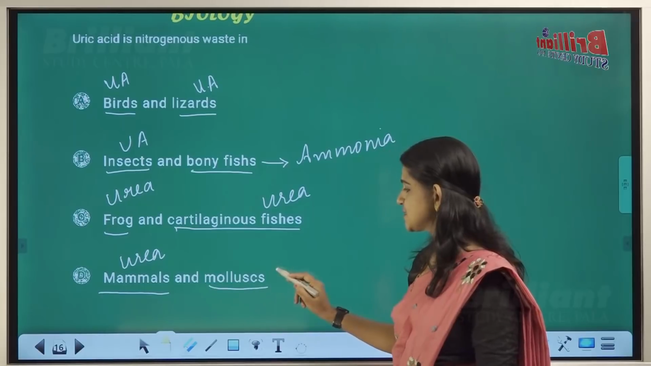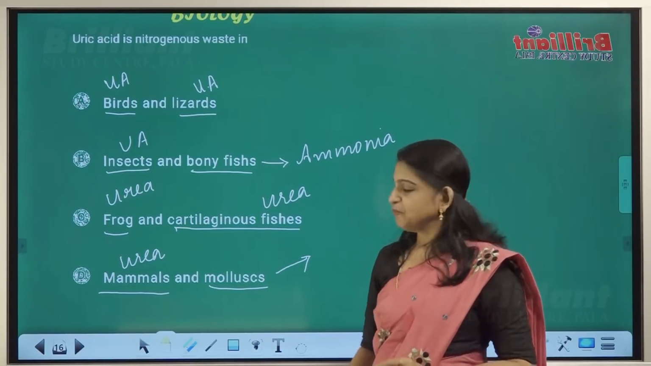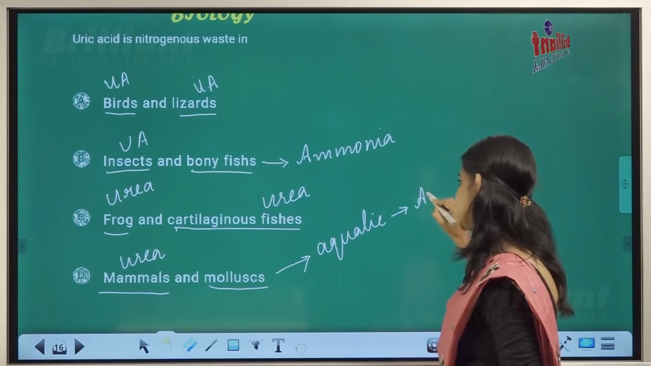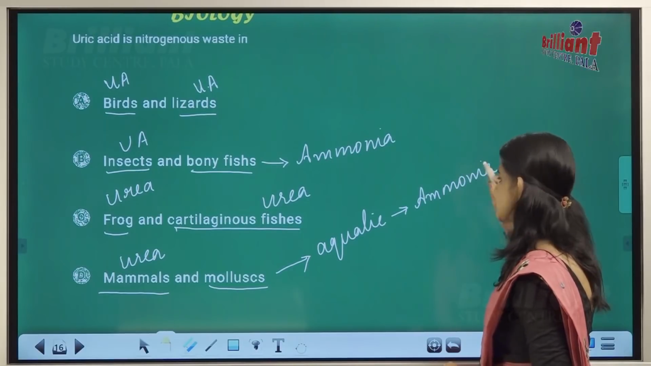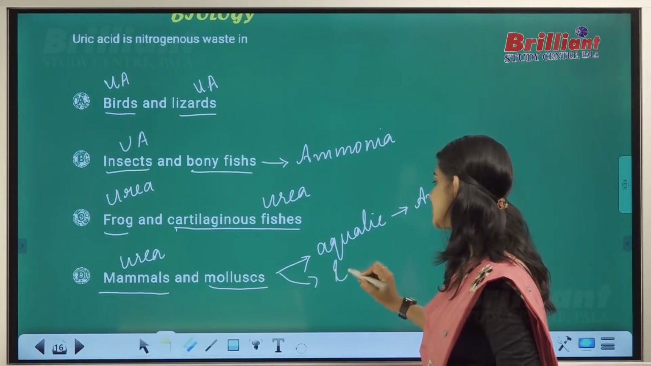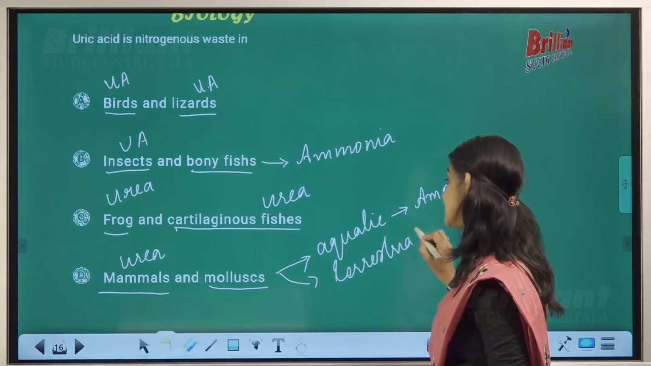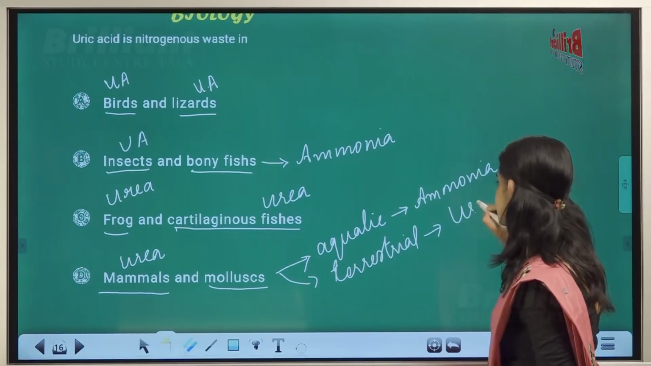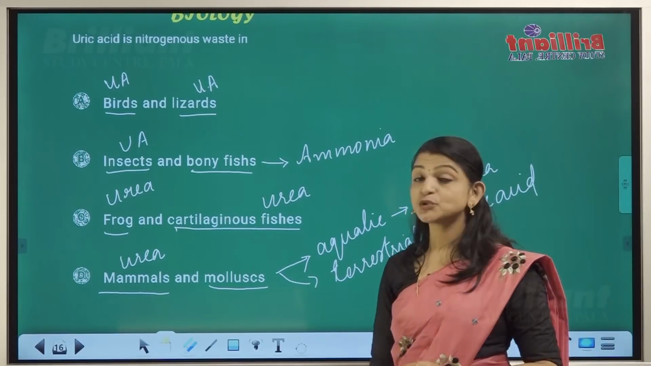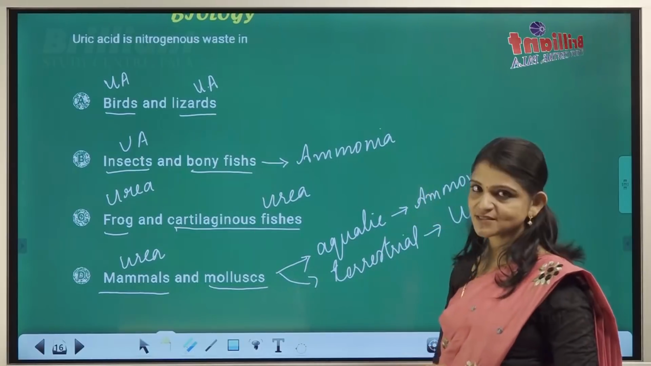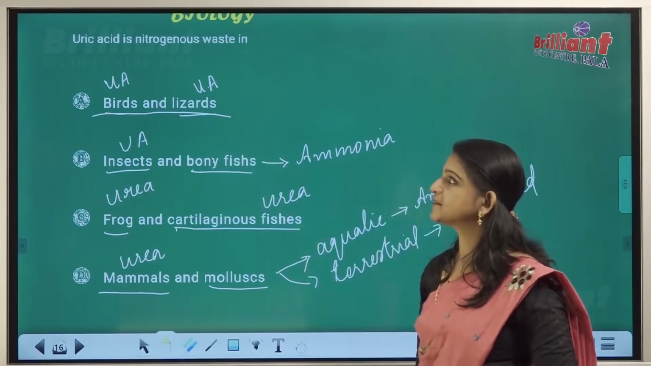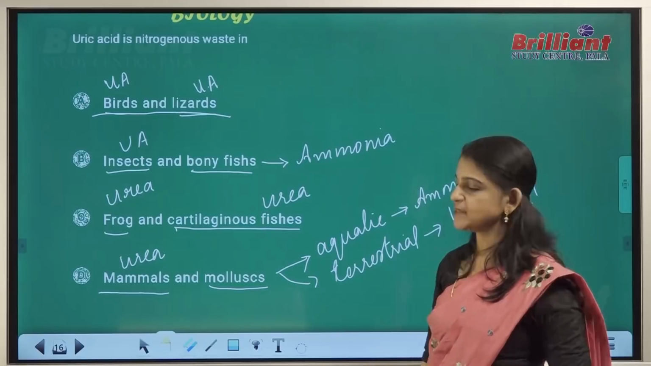Next one, mollusks. Major mollusks are aquatic. So, aquatic mollusks excrete ammonia. Major mollusks are aquatic mollusks, they excrete ammonia. And terrestrial ones, like land snail and all, they excrete uric acid. So in the question they are asking, uric acid is nitrogenous waste in. While seeing all these things, you can understand that birds and lizards both excrete uric acid as their nitrogenous wastes.